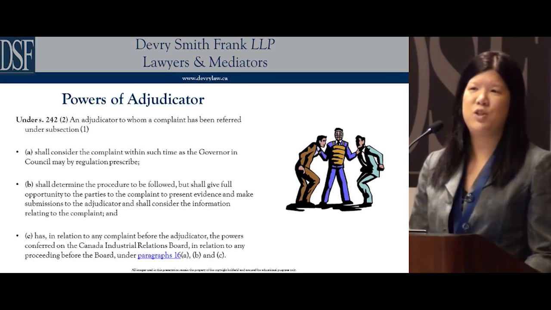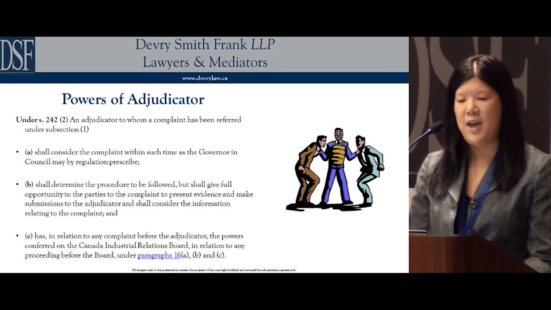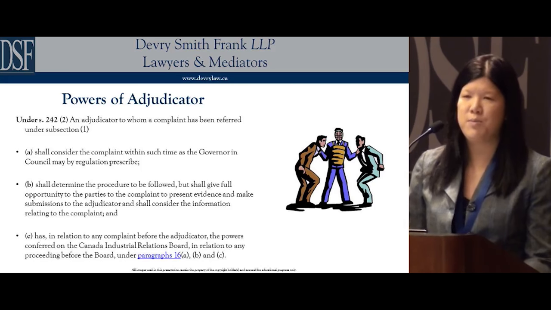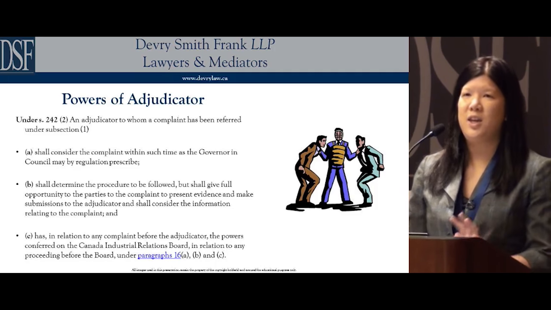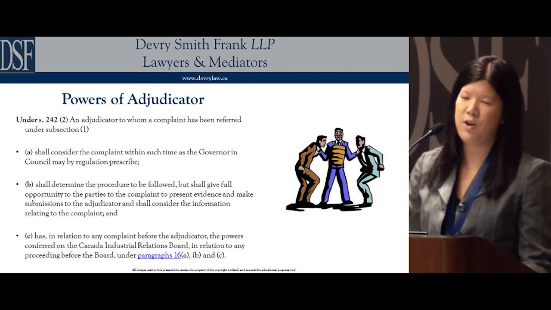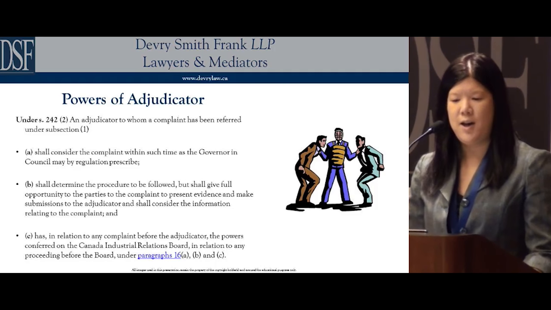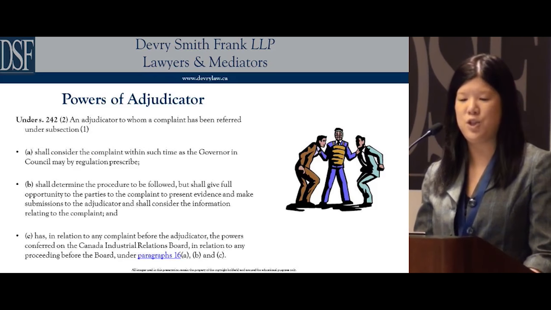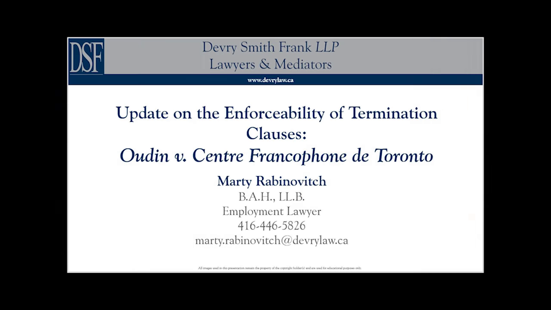So the powers of the adjudicator, basically, are under 242, and it allows them to consider the complaint within a prescribed time period, and then it allows the adjudicator to determine the process in which they are to make submissions, collect evidence, and then consider the information with the view that the adjudicator will then be able to make a determination.